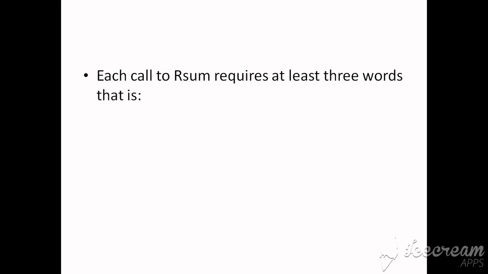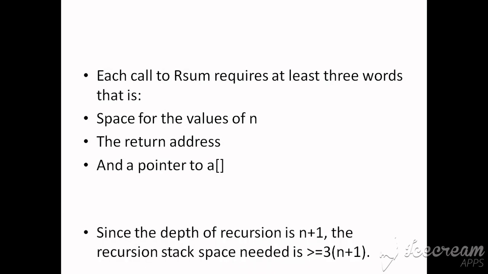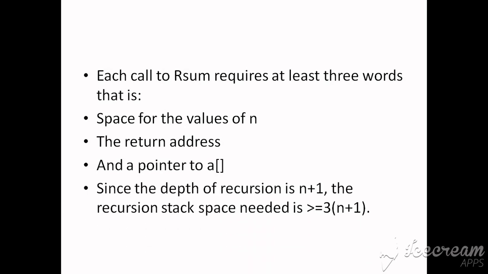If we analyze this algorithm, each call to rsum requires at least 3 words: space for the value of n, the return address, and a pointer to a. Since the depth of recursion is n plus 1, the recursion stack space needed is greater than or equal to 3 times (n plus 1).